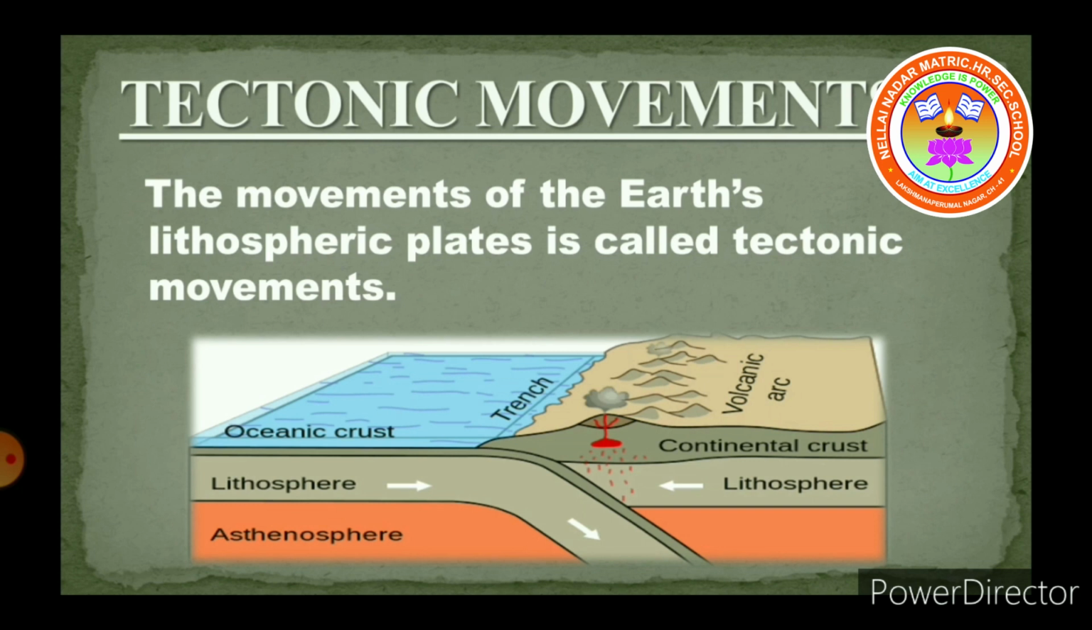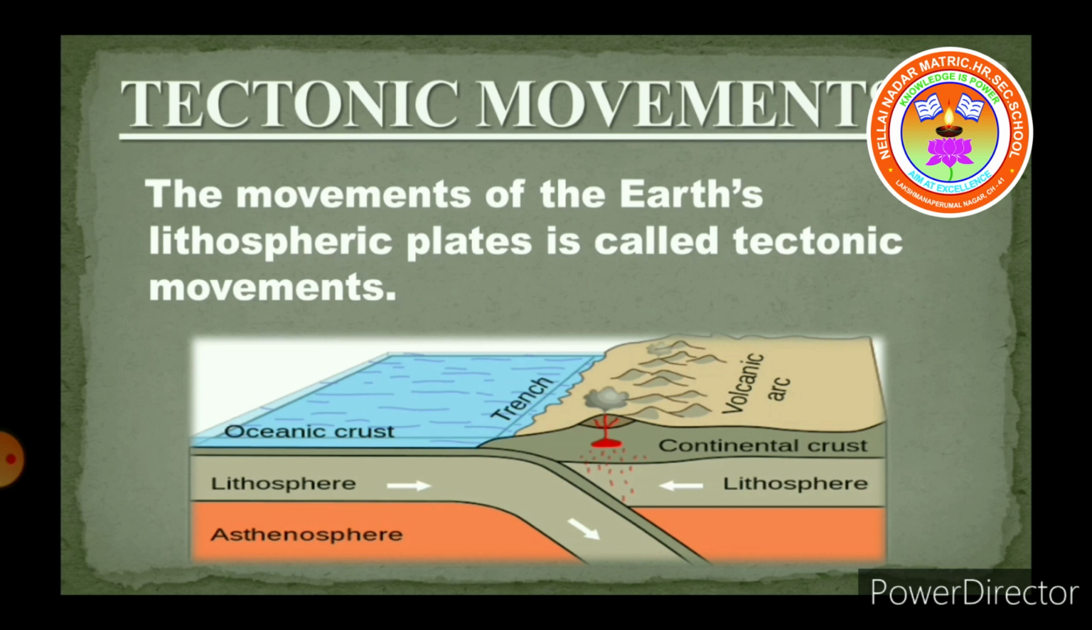Do you know, children, what is the slowest moving plate? The Eurasian plate, which moves only 2.1 centimeters per year. The fastest moving plate is the Pacific plate, which moves 10 centimeters per year.